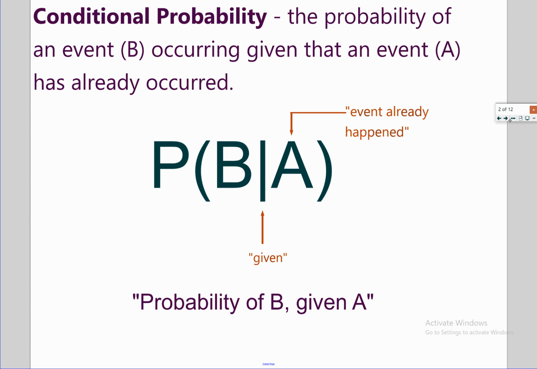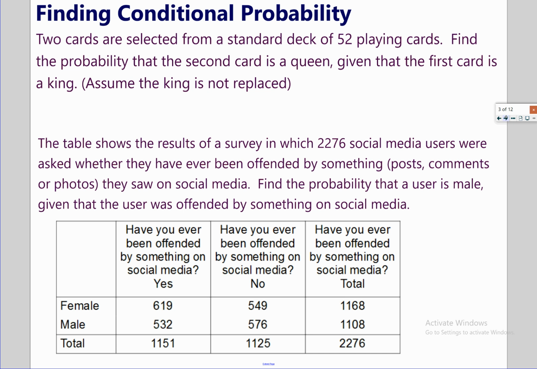Perfect. Okay. All right, so let's do these two problems together, and then on the next slide, you guys will have a couple you can try on your own. So here we're finding a conditional probability. The first example says 2 cards are selected from a standard deck of 52 playing cards. Find the probability that the second card is a queen, given that the first card is a king, and we're assuming that the king is not replaced.